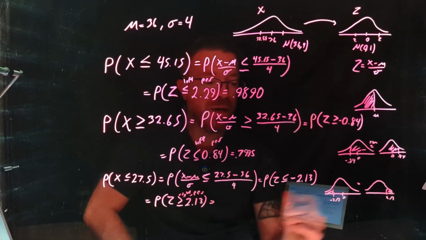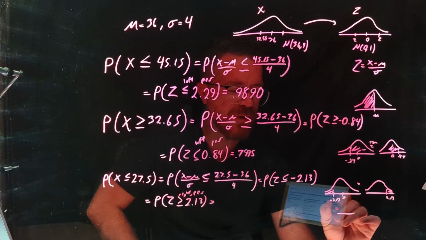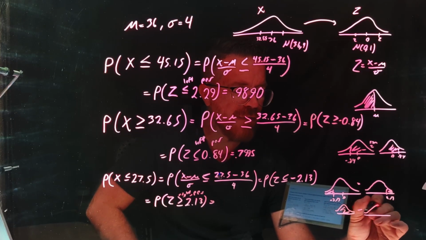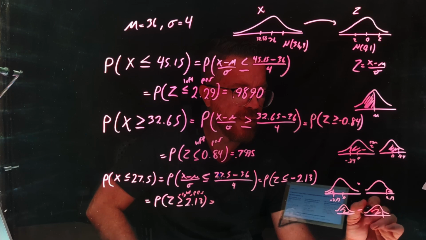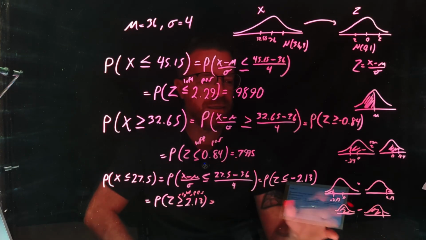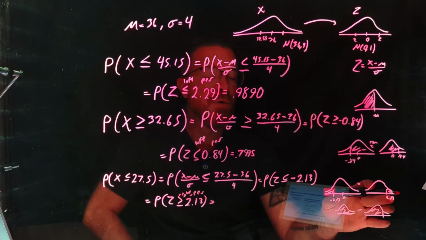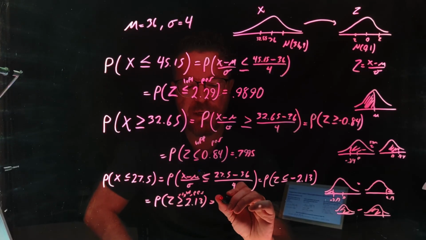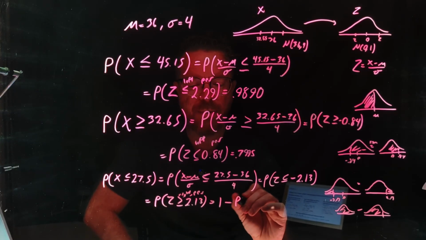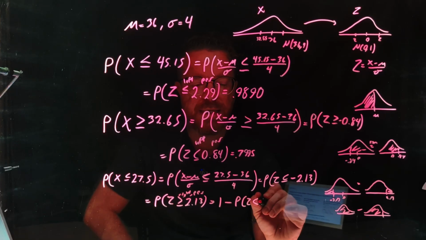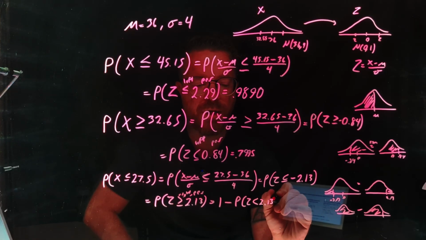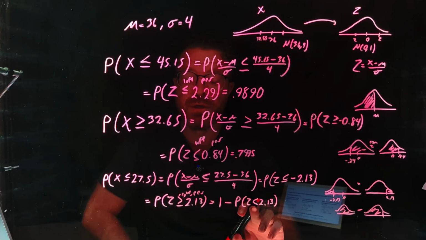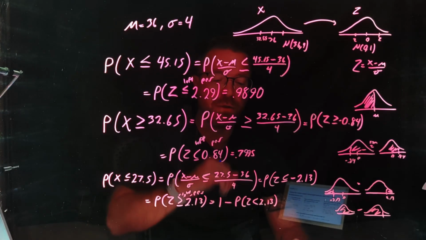So what I'm going to do is I'm now going to use my complement, which is, of course, take the entire distribution, subtract off everything to the left of that positive value, and I'll be left with the probability that is to the right of that positive value, which is equivalent to the probability to the left of the negative value. So this is going to end up being 1 minus the probability z is less than 2.13. We have a positive value. We have it going to the left. So therefore, we can look this up in our table.